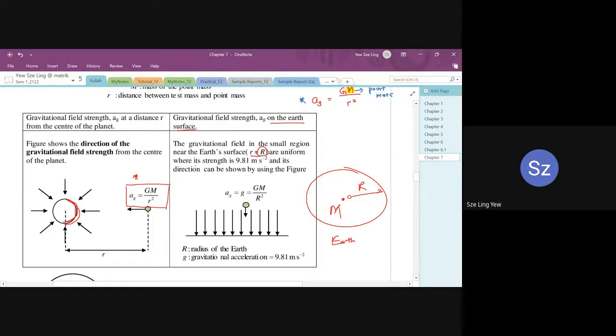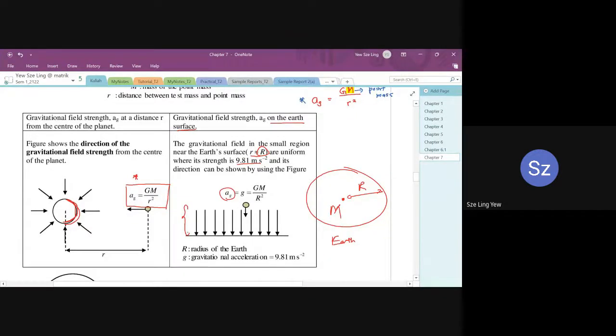Because now when it's very close to the surface of the Earth, we assume the gravitational field line is a uniform set of field lines as shown in the figure. So when it's very, very close to the surface, we assume it has a constant value, which is equal to 9.81 m s^-2. And the direction is always pointing downwards. That's why when you calculate Fg, the force is always pointing down. That is because our Ag is always pointing downwards.